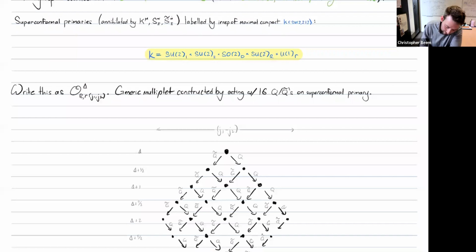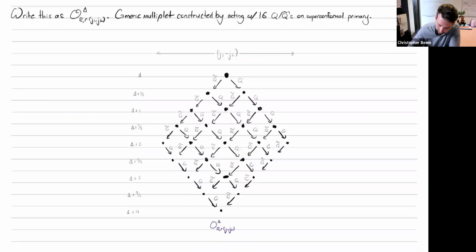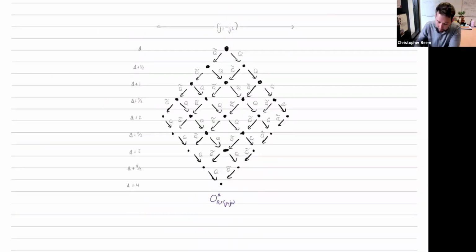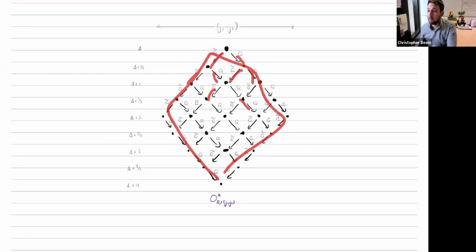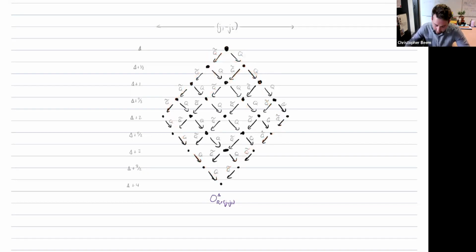And so they're labeled by 5 numbers: scaling dimension delta, capital R and little r, the SU2R and U1R quantum numbers, and J1, J2, left and right-handed spins. And so generically, you get big supermultiplets that look like this, where you start out with a primary, which has some scaling dimension delta, and you act with lots of Qs and Q tildes, and you build a big diamond. Each dot would represent an ordinary conformal primary if you didn't have the extra supersymmetry organizing things.